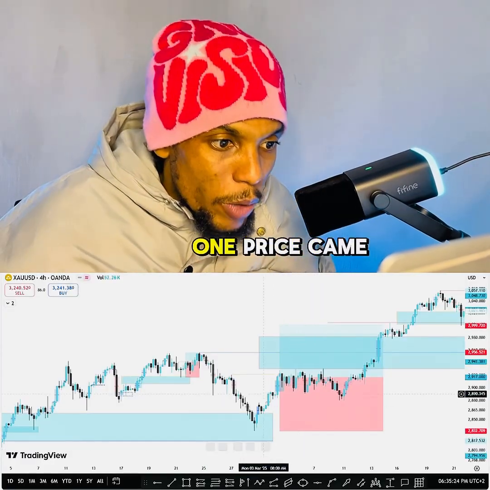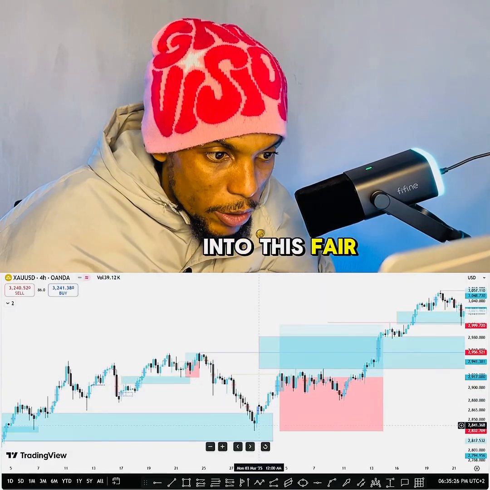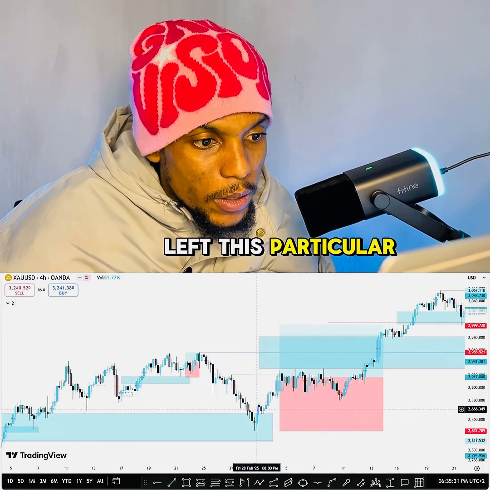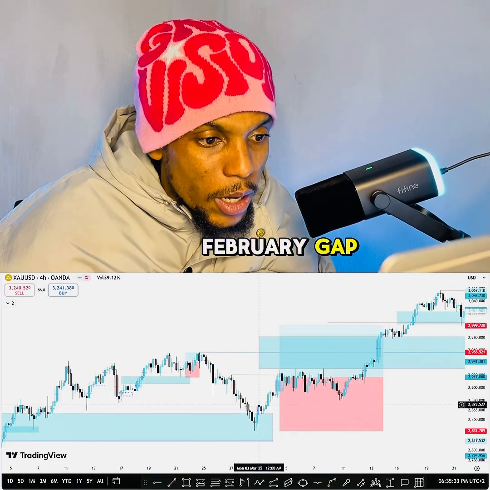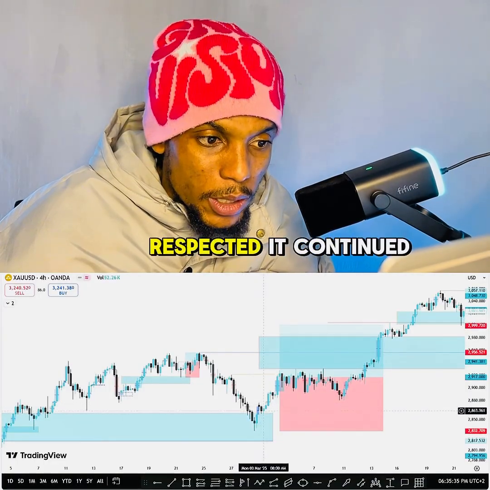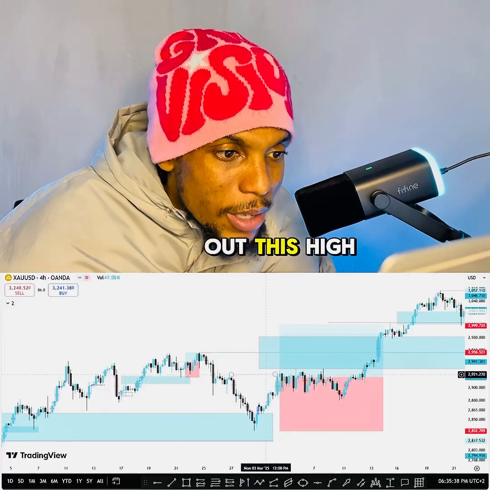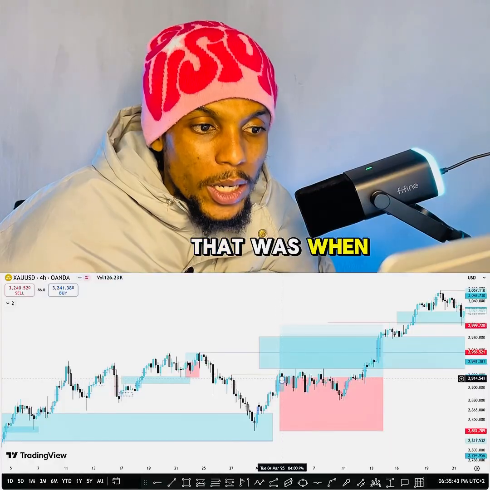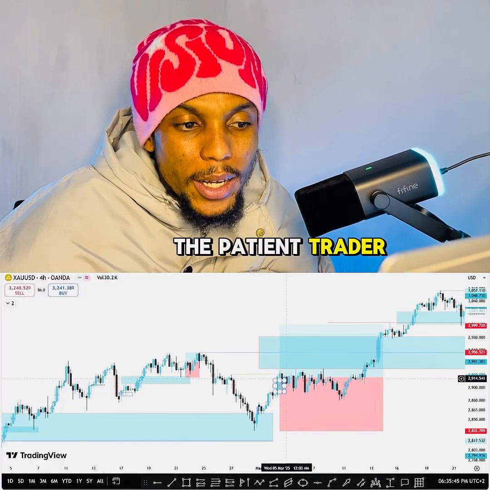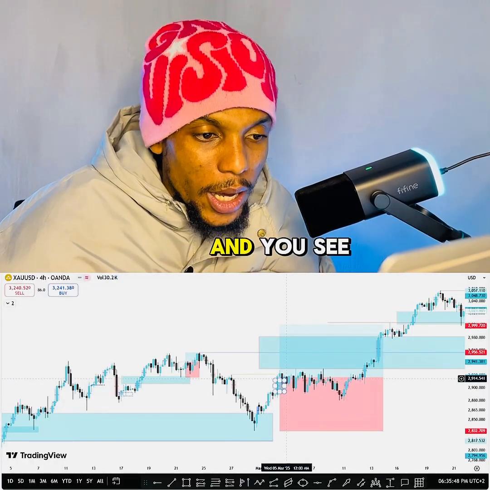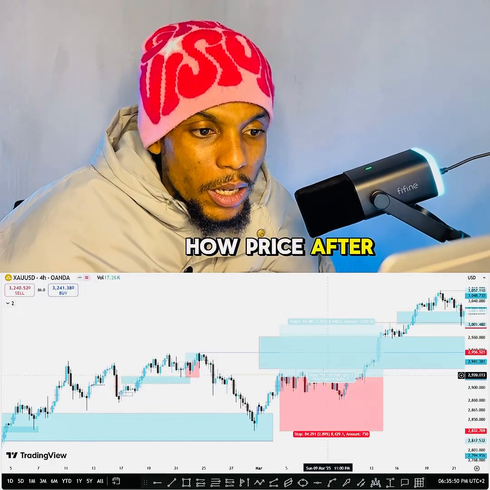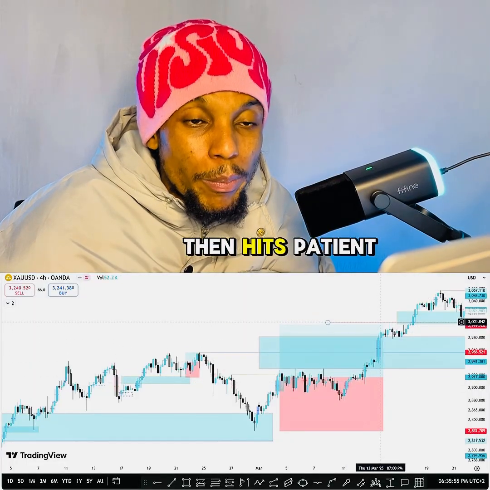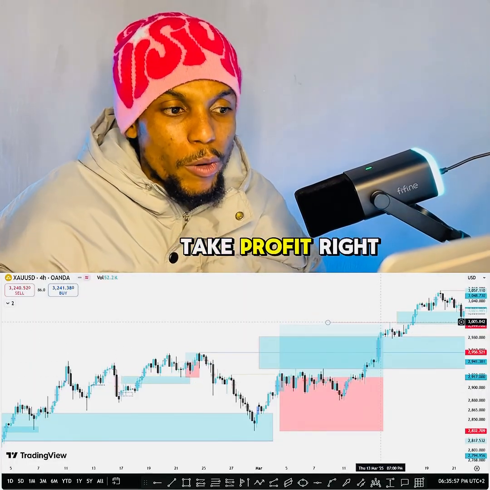You see, so when price came into this fair value gap, left this weekly fair value gap, left this particular 4 hour fair value gap, the first confluence, tapped into it, respected it, continued moving up, and then took out this high that initiated all this move into this fair value gap. That was when the patient trader entered the trade, right? And you see how price, after a lot of consolidation, continued moving, and then hit the patient trader's take profit, right?